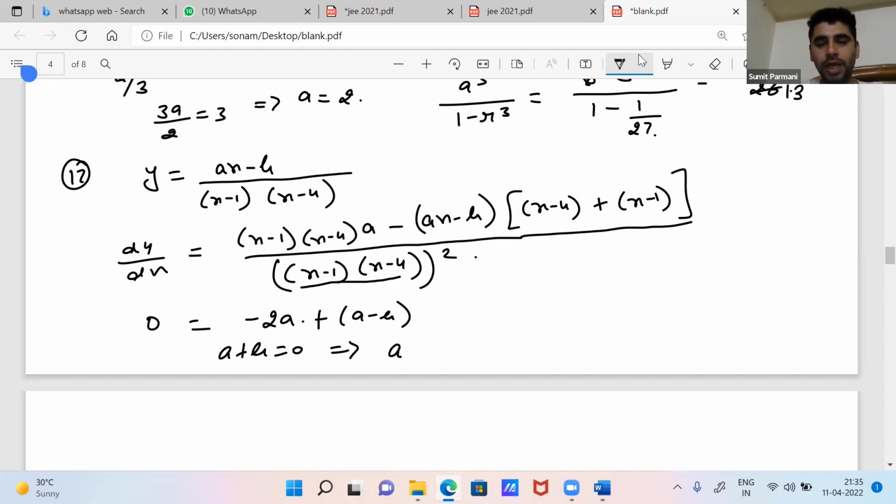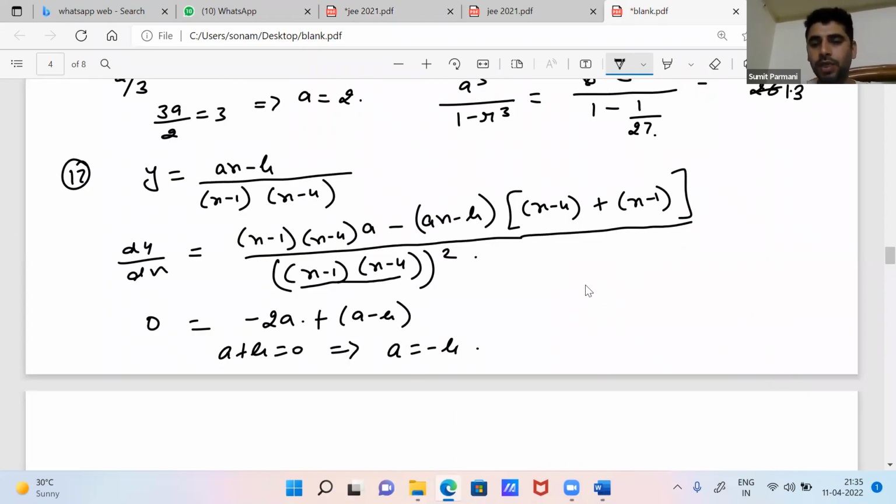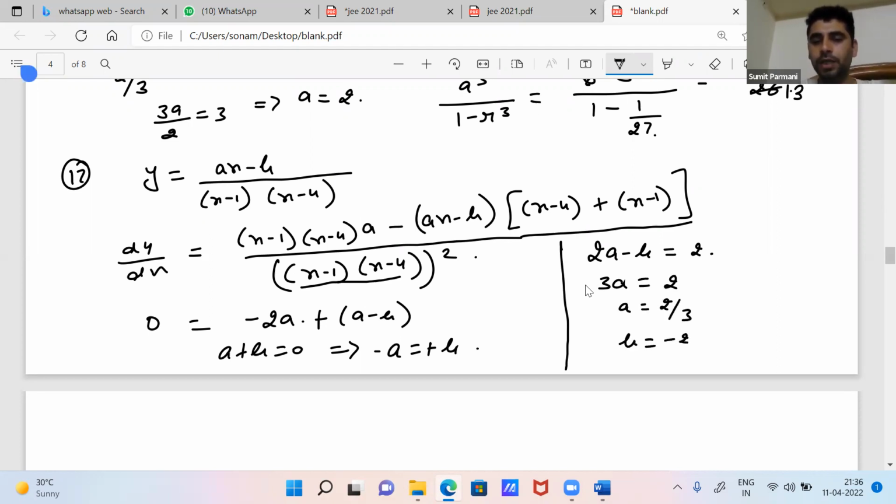From here we can write a is equals to minus b. And the second equation we had 2a minus b is equals to 2. So put b is equals to minus a. So we have 3a is equals to 2. A is equals to 2 by 3. B is equals to minus 2 by 3.